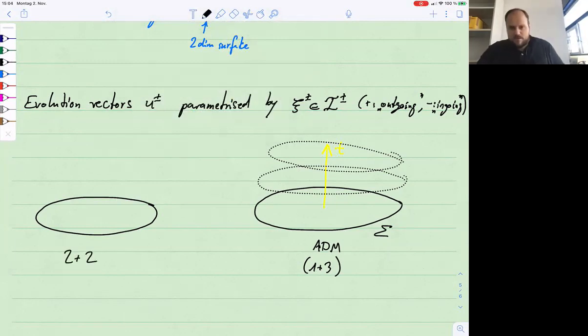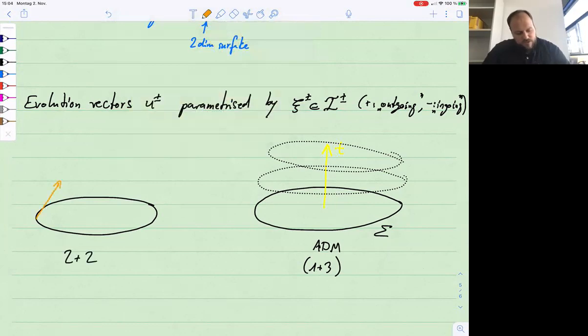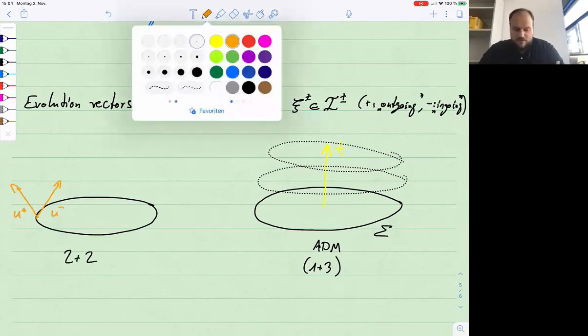And now it becomes a bit more complicated. We have two evolution vectors. Call them U plus and U minus. They do not need to be the light cone. That does not need to have anything to do with this a priori.